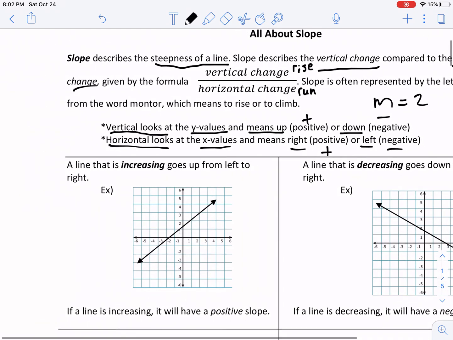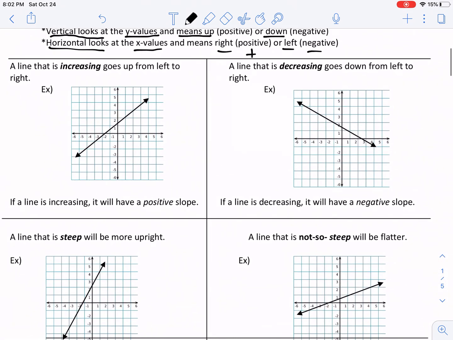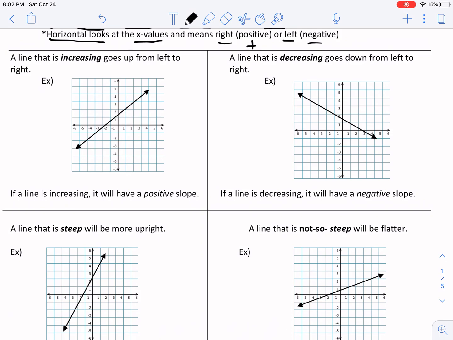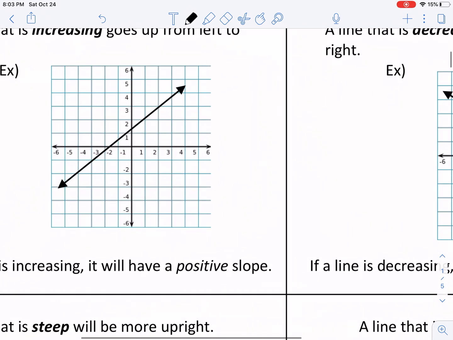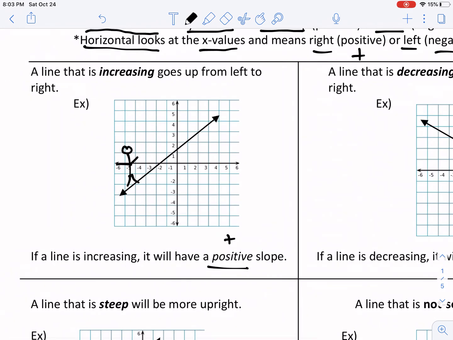Now, in terms of looking at slope from a graph, a line that is increasing goes up from left to right. When we're looking at a graph, we look at it just like a textbook, from left to right. Another way to look at it is if I put a little stick figure over here, he would have to walk up the mountain. So if he's walking up the mountain, that would be a positive slope. So this graph of our line represents positive slope.